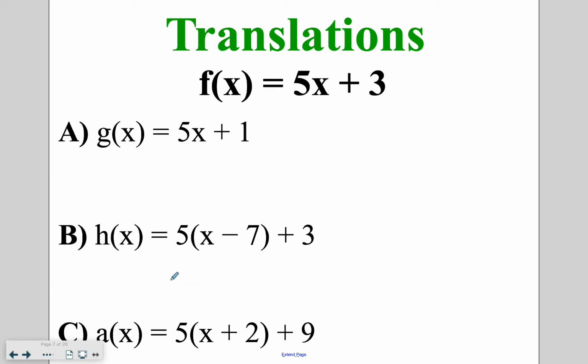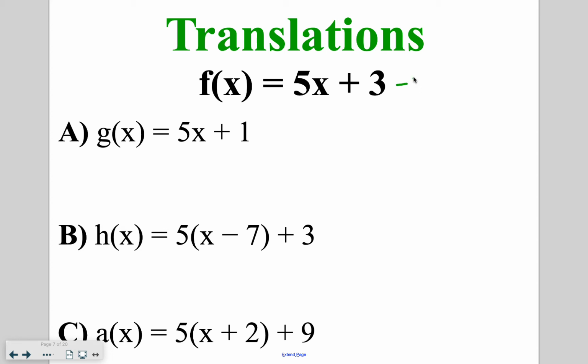So now to try some actual example problems, you're always going to be given your original function. Again, it's always going to be f of x. So in this case, I have f of x is equal to 5x plus 3. This first transformation that I have is 5x plus 1. We don't have anything being added or subtracted to the x, so we know that it's vertical because there's nothing here in the middle by x. So that means I have to look at my original and say, okay, how did I get from 3 to 1?